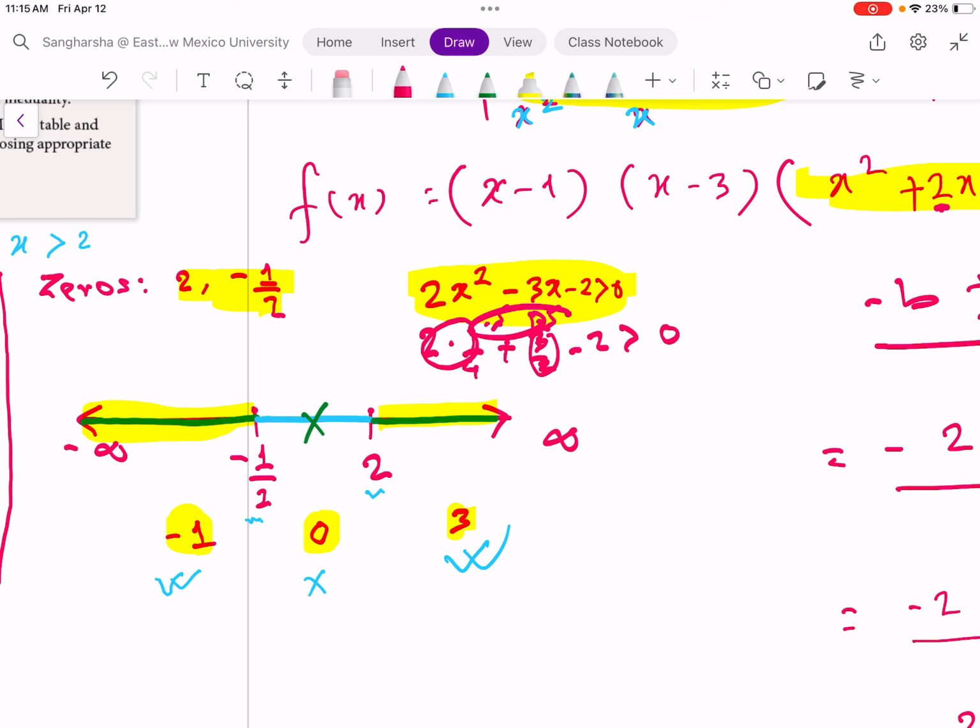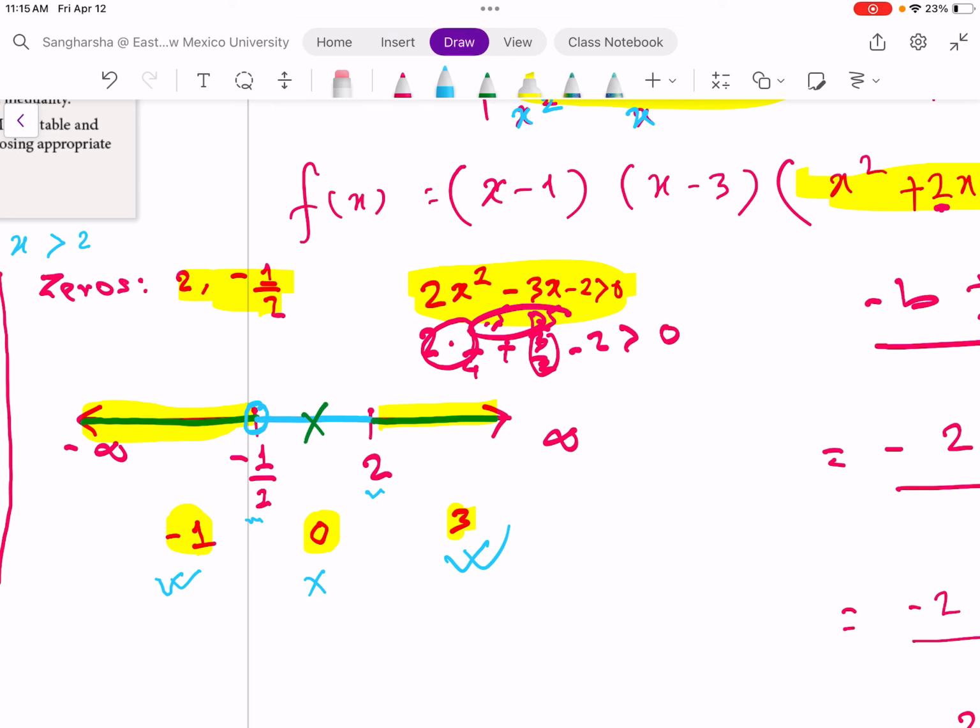It means we have to include -1/2 or exclude -1/2? It's not a solution, so we have to exclude. It means we're going to have an open circle at -1/2. So we're going to have an open circle. It means we're going to use parentheses.